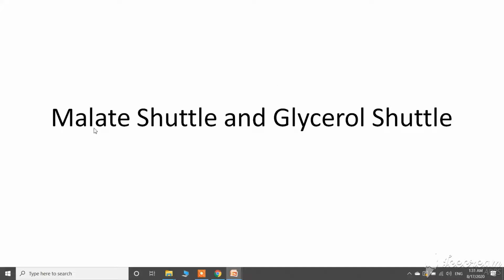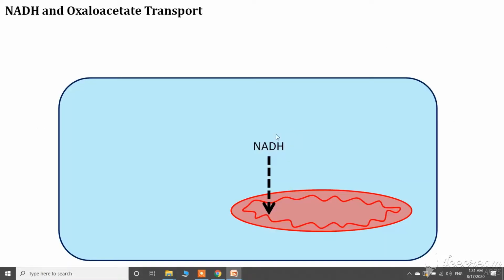Okay, so in this video we're going to be discussing the malate shuttle and the glycerol shuttle. So we said before that NADH can participate in the electron transport chain in order to produce ATP. Now NADH is mostly synthesized by the TCA cycle inside the mitochondria, but NADH could also be produced by the process of glycolysis that happens in the cytosol. So in order for NADH to participate in the electron transport chain, it needs to be able to enter the mitochondria. So how does this happen?